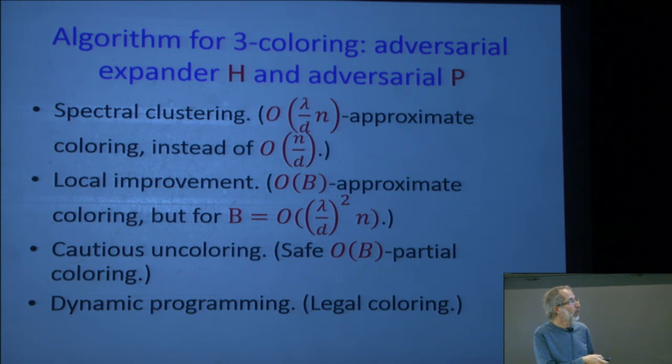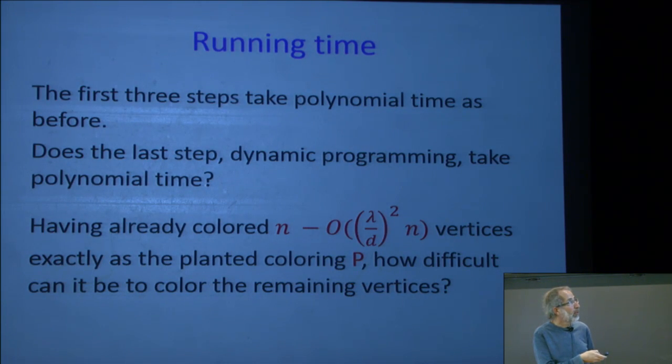So let's see what happens with the running time. The first 3 steps take polynomial time as before, and the only question is what happens with the last step, the dynamic programming. Does it take polynomial time or not? For example, do the bad uncolored vertices only form small connected components, or might they form large connected components? If they form large connected components, can we still color it, yes or no? Okay, so the situation is that we have already colored almost all the vertices of the graph exactly as in the planted coloring. We left a few vertices uncolored, and we need to complete the coloring. Is this difficult or not?